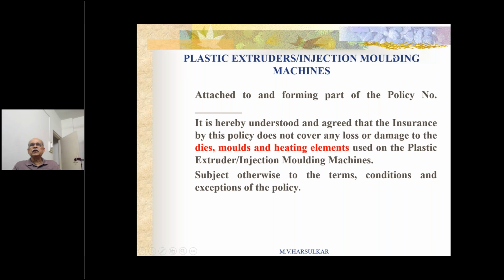Then plastic extruders and injection molding machines. Here, loss or damage to dies, molds and heating elements used in plastic extruder and injection molding machines is not covered. Even though the machine cost includes these, damage to them is not covered. These parts are excluded from the cover, so anything that happens to them, even in an accident, is not payable.